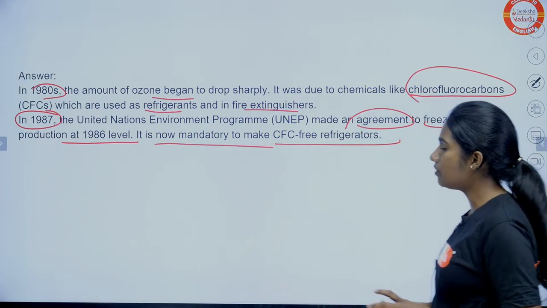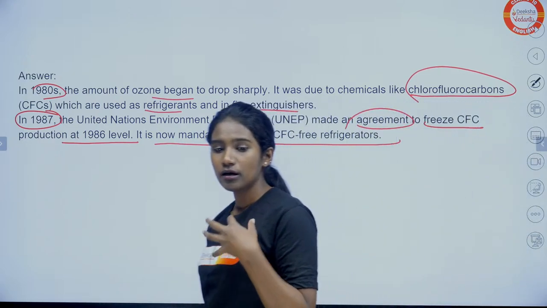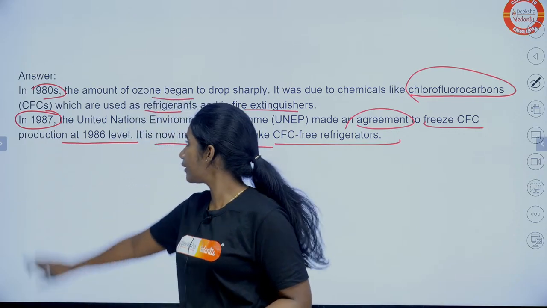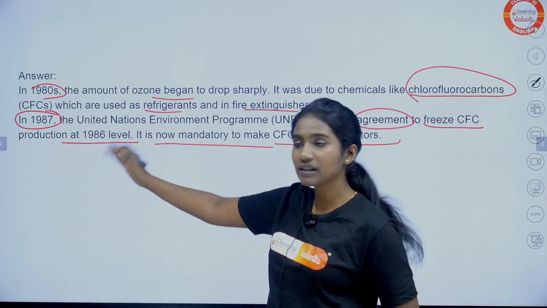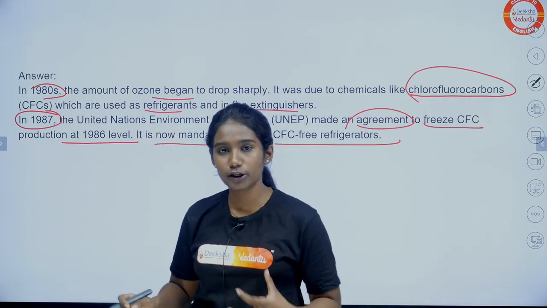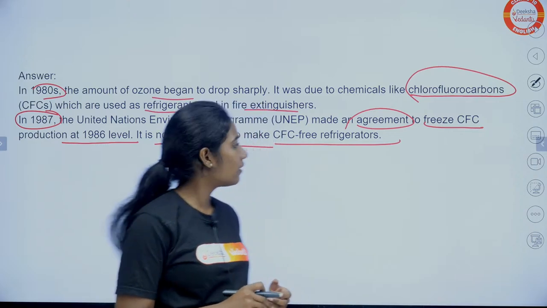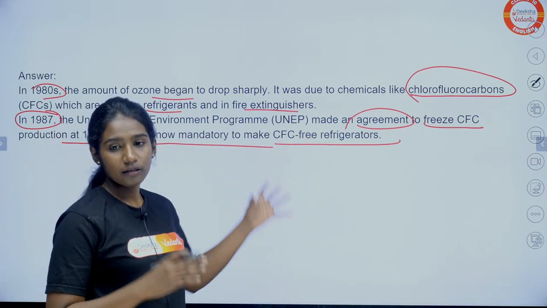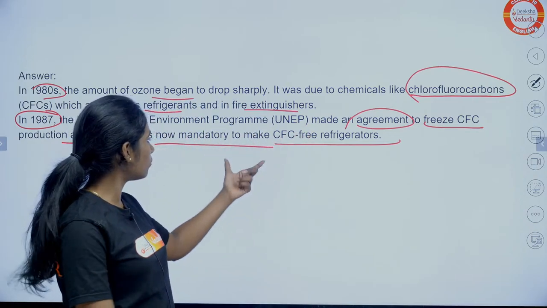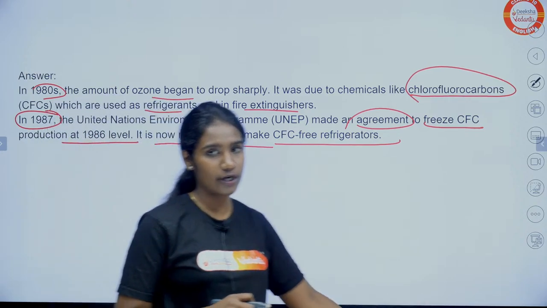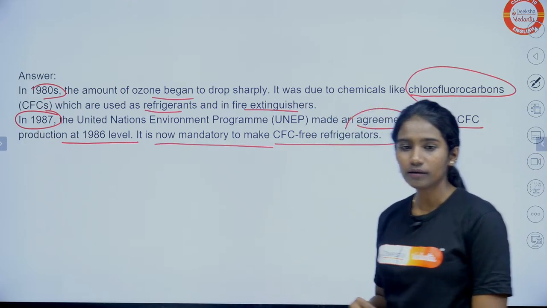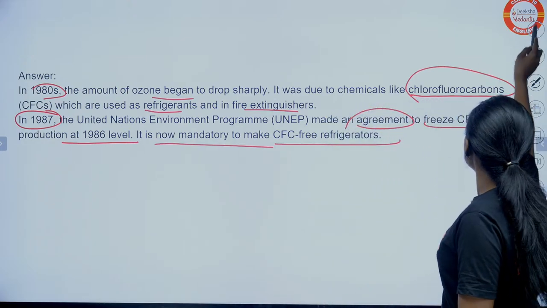It's very simple, no? It is CFC which causes the depletion of the ozone layer. When was it noticed? In 1980, and then in 1987 they discussed this issue and agreed that they should stop the CFC, and now it is mandatory that we have to use a CFC free refrigerator. Okay, we'll move on to the next activity then.